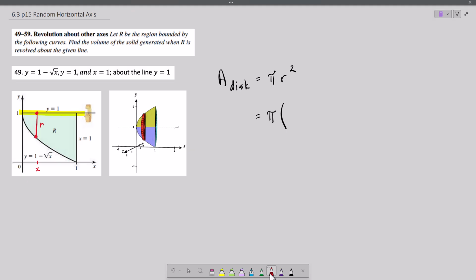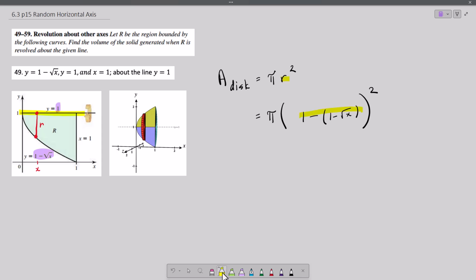So that radius is going to be what? Upper function 1 minus the lower function 1 minus root x. That will be our radius. So for vertical distance, we have to do the upper function minus the lower function. Take the upper y value, which is 1, minus the lower y value, which is 1 minus root x. So 1 minus all that in parentheses, because we'll have to do a distribution.